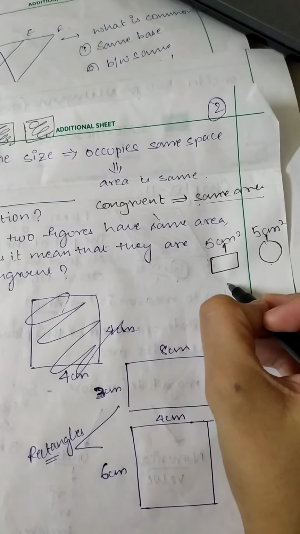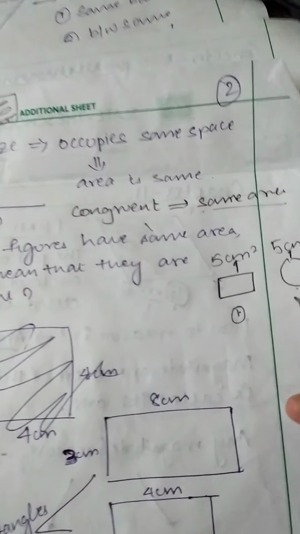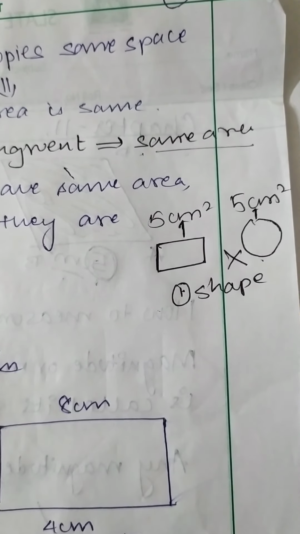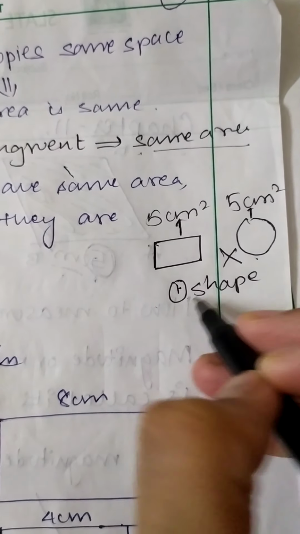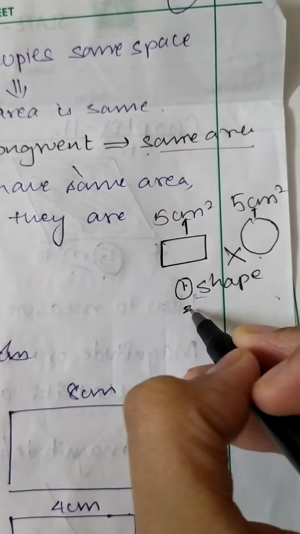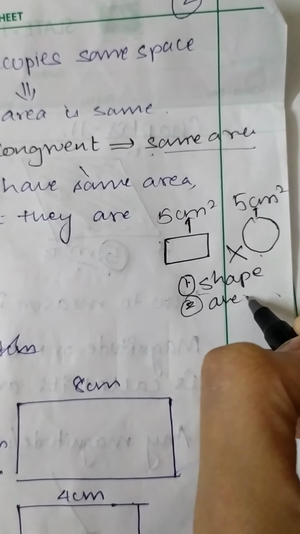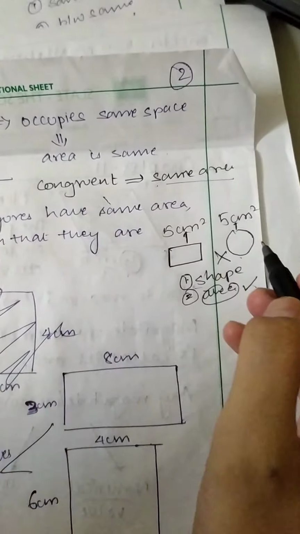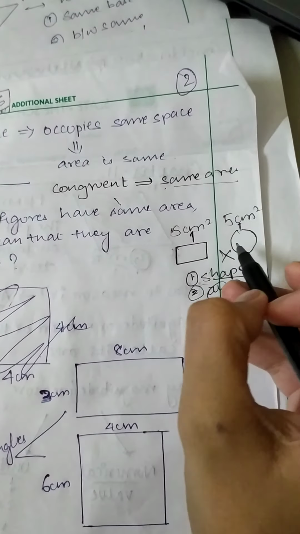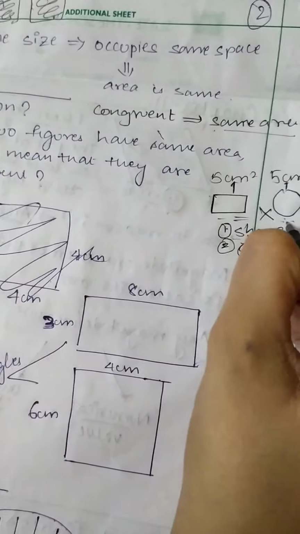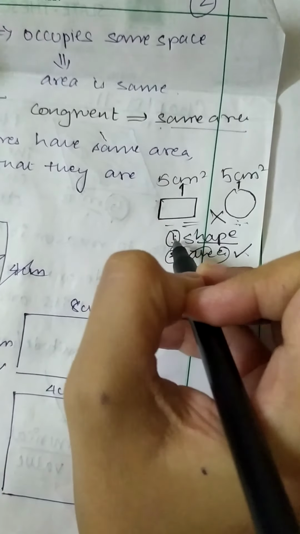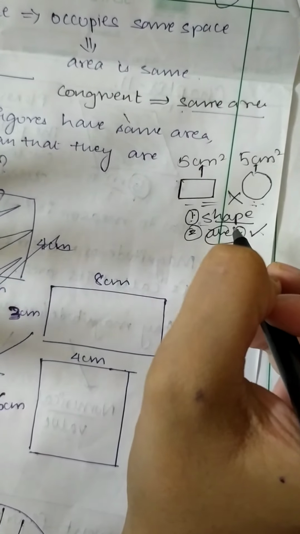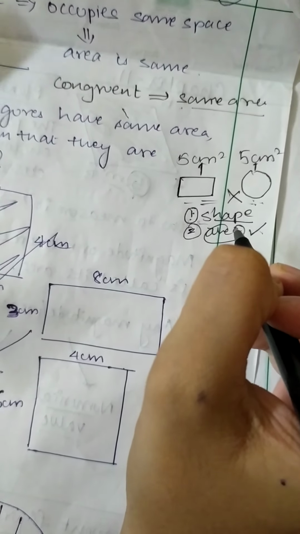What is the first thing you have to look for in congruency? We look at shape. Is the shape the same? No. So that's where the congruency is gone. If the shape is the same, then the next thing you look at is the area, the size. But here we already know the area is the same, so we look at shape. Because the shapes of these two are different, they are not congruent. So even though two figures have the same area, they are not congruent.